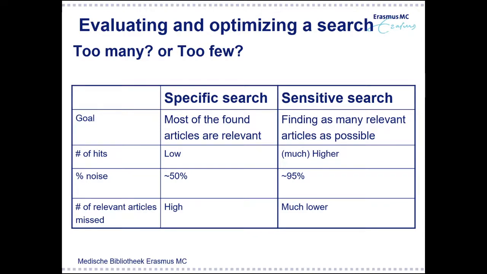You should always ask yourself the question, did I find all relevant references? Especially if the number of references is low and the percentage of noise is low as well. Chances are high that you've missed relevant articles. Always evaluate your search and see if you can find more relevant references.